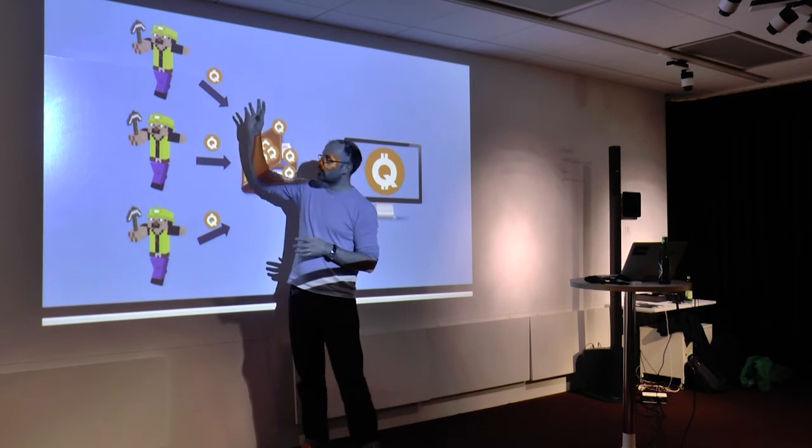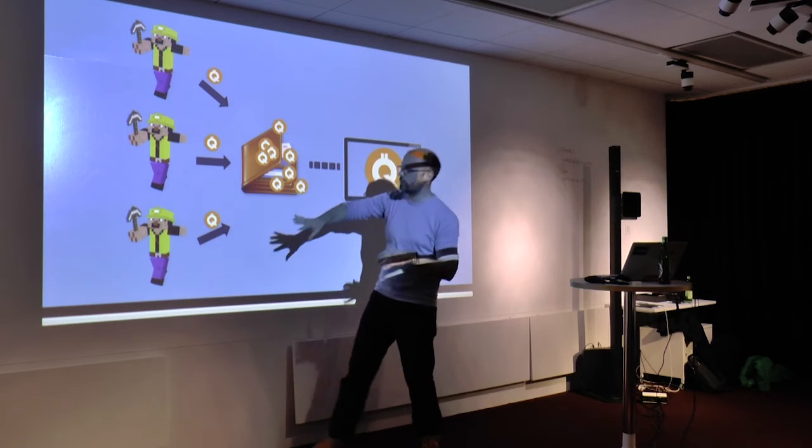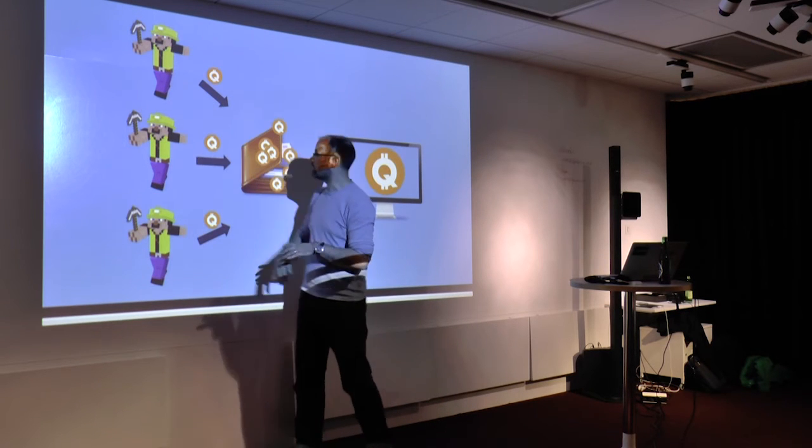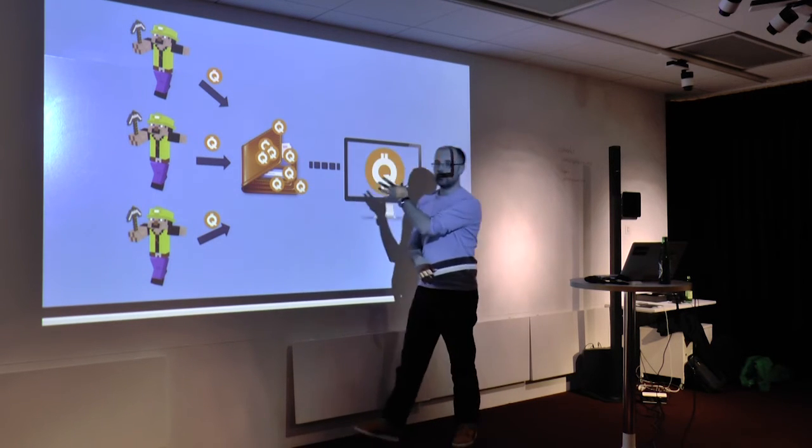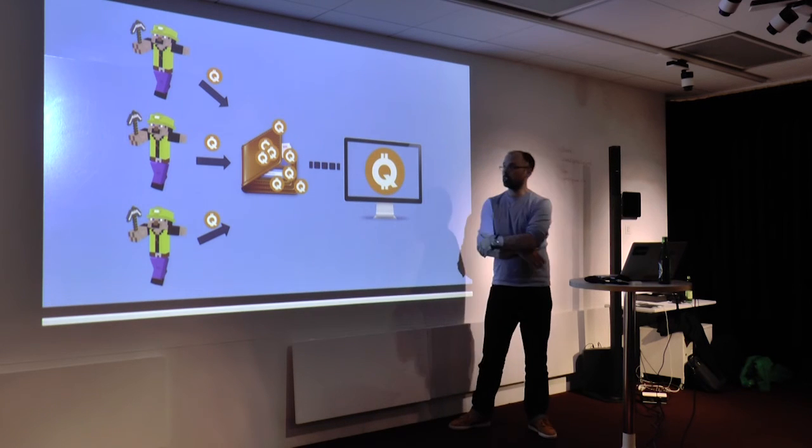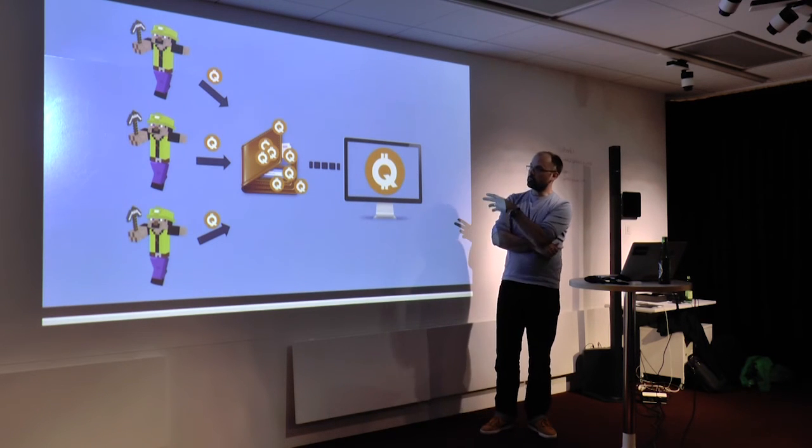Those workers here, they're all Docker containers. So each worker or miner is a Docker container, the wallet is a Redis database, and that is a web server in a container.